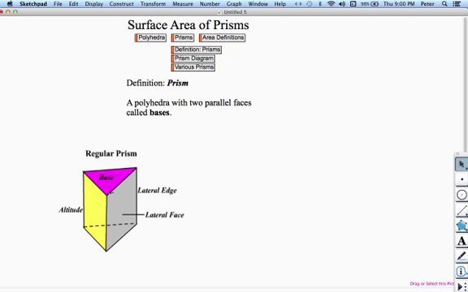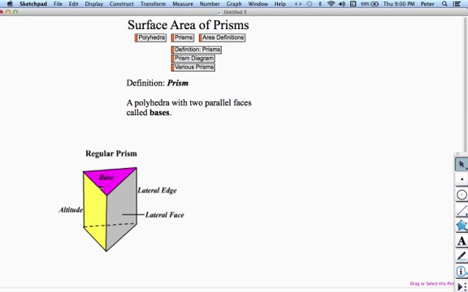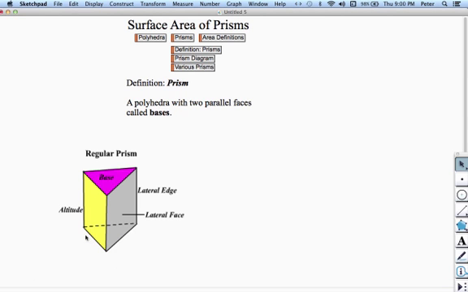Where bases meet lateral faces is called a base edge. So this triangular prism has three base edges on top and three base edges on the bottom. The lateral faces meet at what are called lateral edges, or you could look at it as an altitude. There are three lateral edges and three lateral faces in this triangular prism.